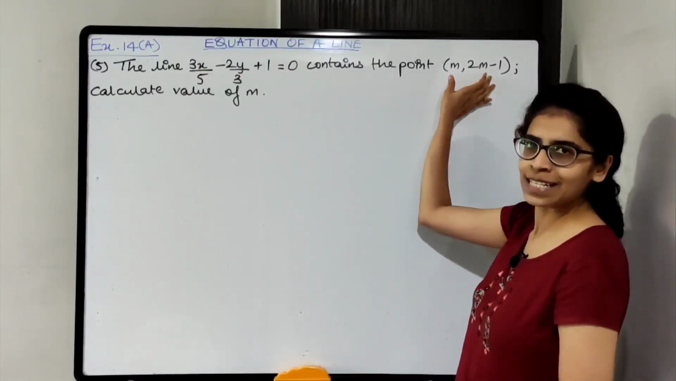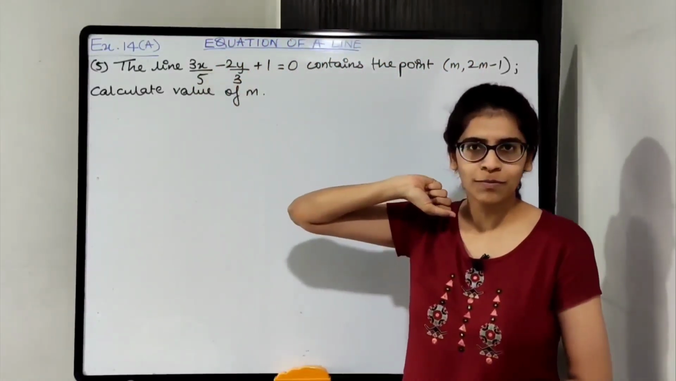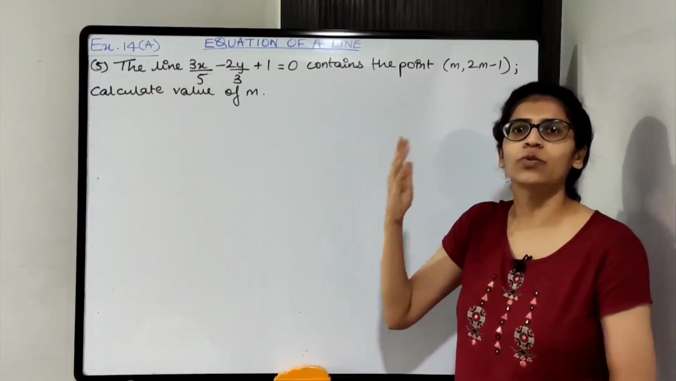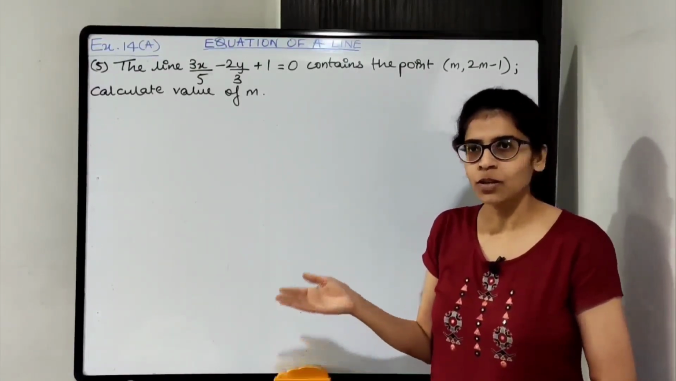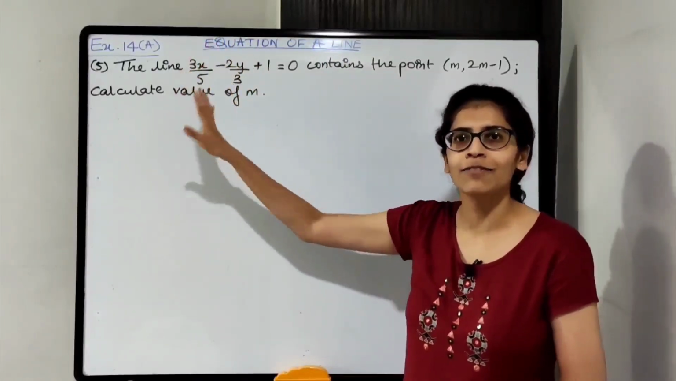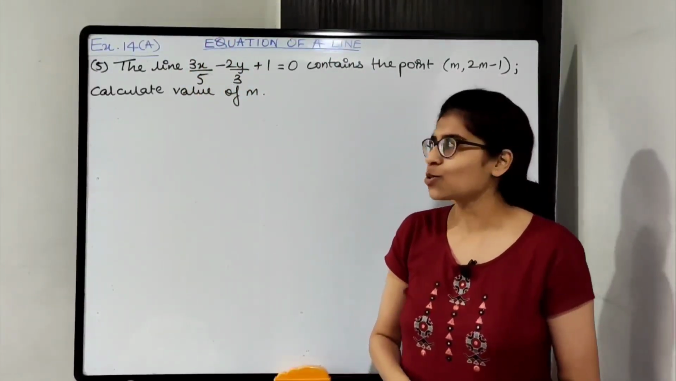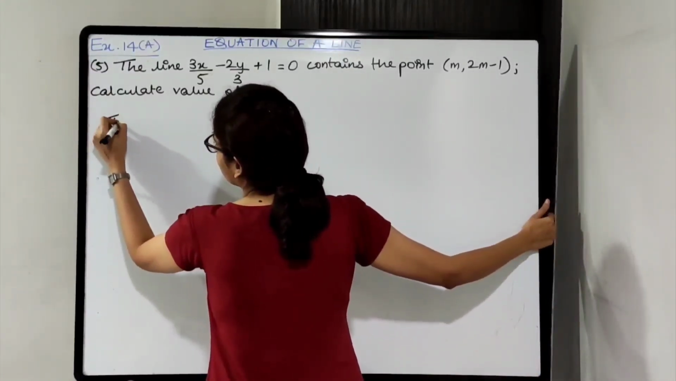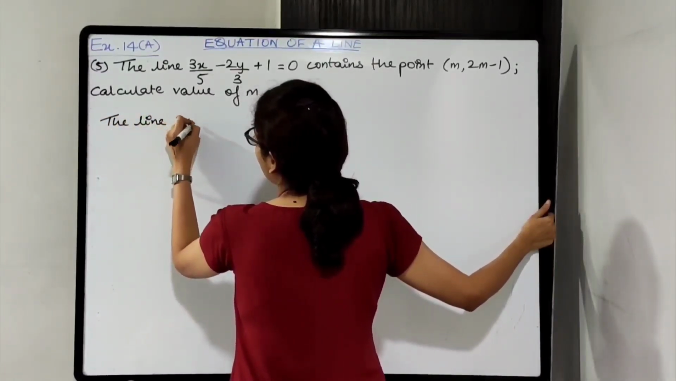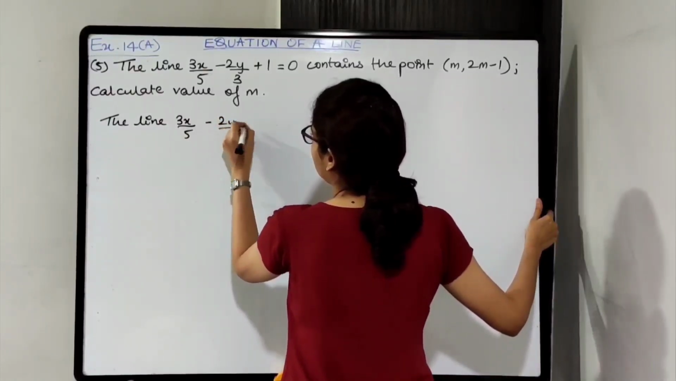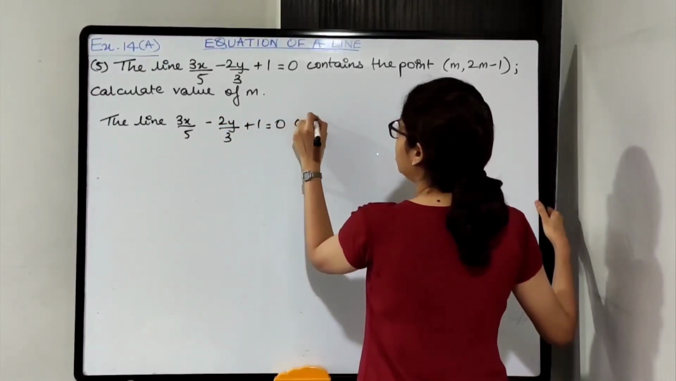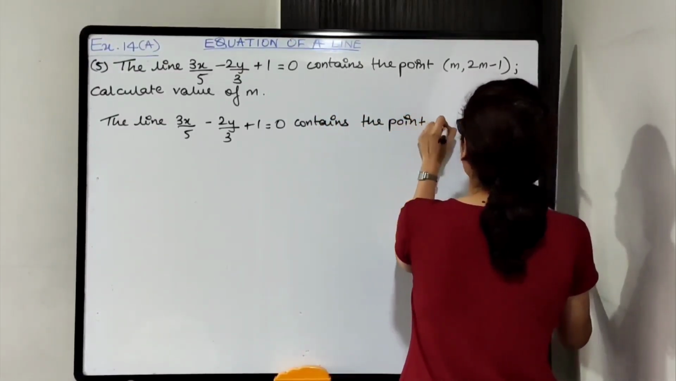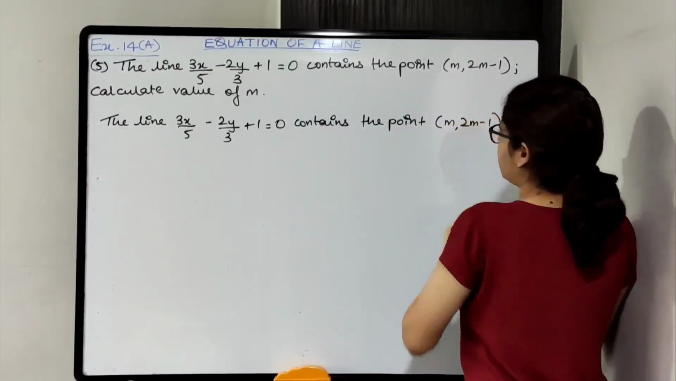So you can substitute x and y coordinates in the equation. And x and y both are unknown over here. x is m and y is 2m - 1. So we need to find out the value of m. We'll put the values of x and y coordinates, solve and find out the value of m. So let's start. We'll write down the statement first. The line 3x/5 - 2y/3 + 1 = 0 contains the point (m, 2m - 1).